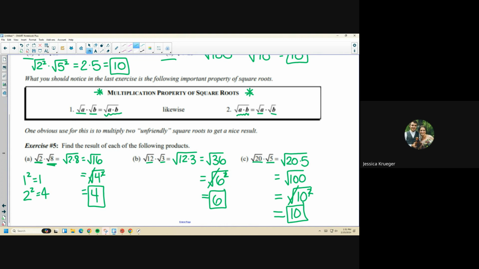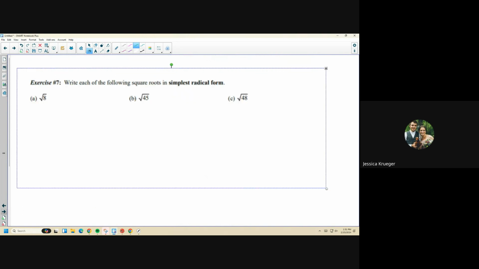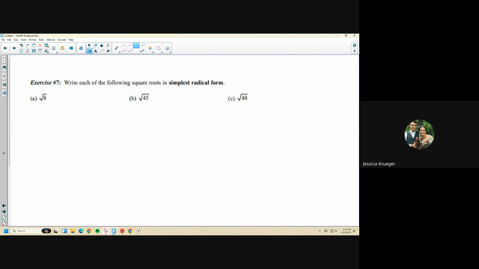Sometimes the answers work out nicely like this. Sometimes they don't. So let's look at one last case, okay? What if we're not multiplying, and what if it's not a perfect square that's under the radical? So here they say, write each of the following in simplest radical form. So we're still going to use the idea of multiplication, but we're only going to reduce what we can. So first thing I'm going to do is take my radicand, that's the number under the radical, and break it down.